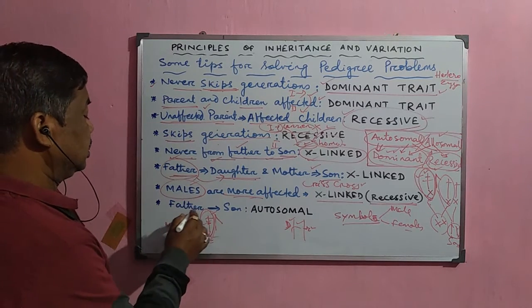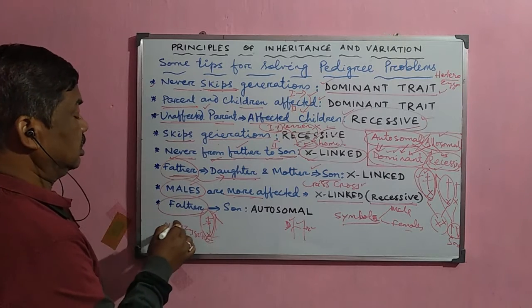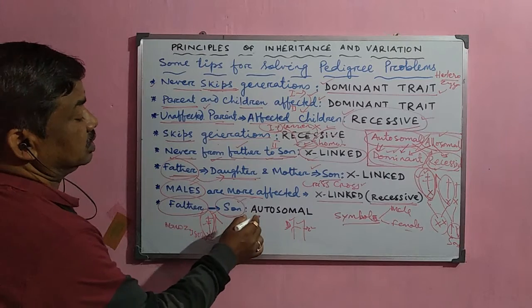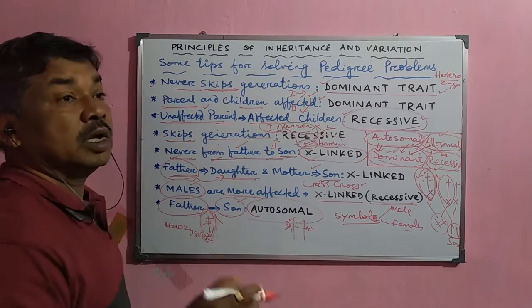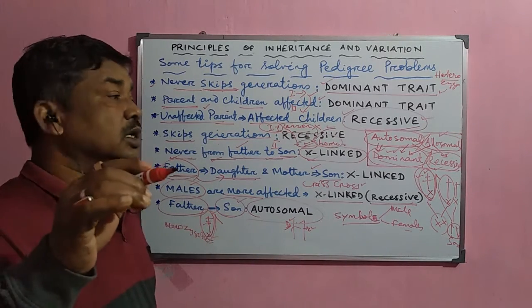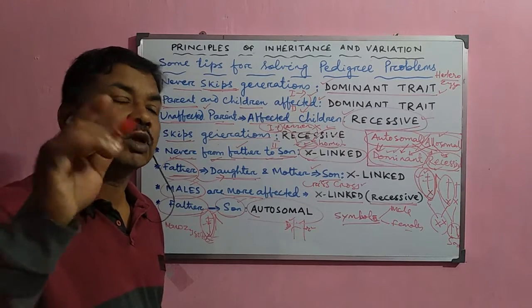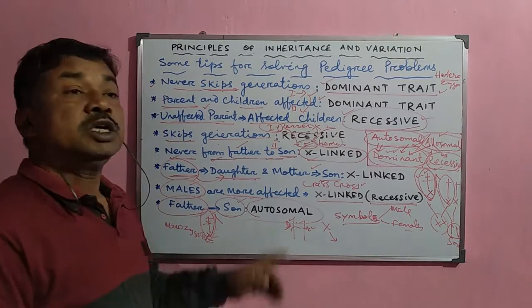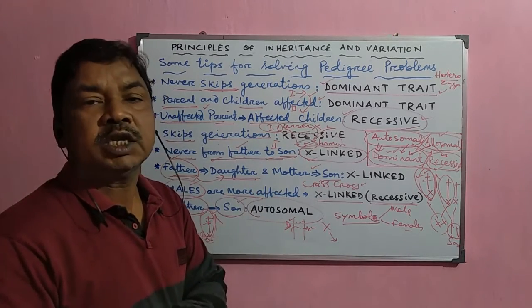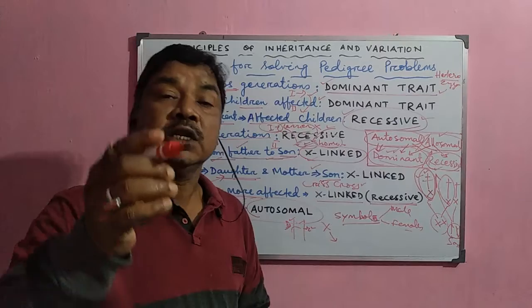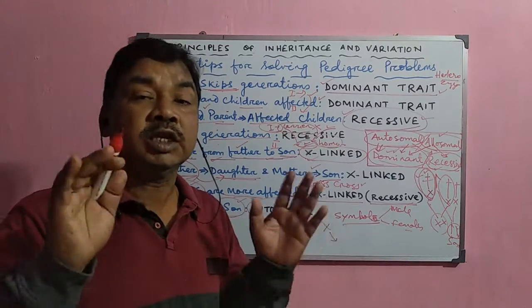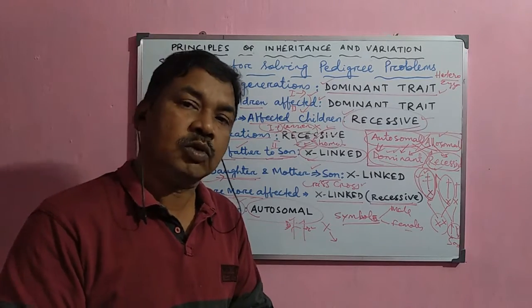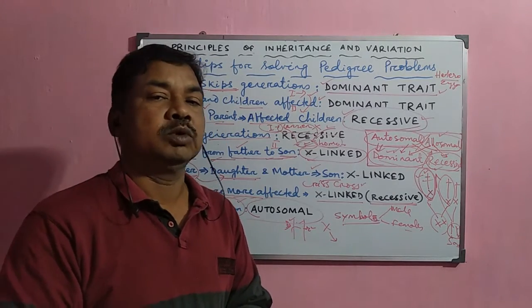Now, if any defective gene passes from father to son, then it means it is autosomal, because X-linked inheritance never occurs from father to son, since the X chromosome never passes from father to son. So if any disorder passes from father to son, then it must be an autosomal disorder. The disorder is present in chromosomes number 1 to 22. It can never be in the X chromosome.